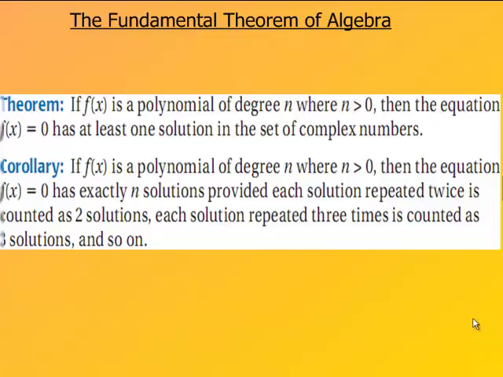There's a corollary to that, which simply states that if f of x is a polynomial of degree n, where n is greater than 0, then the equation f of x equals 0 has exactly n solutions, provided that each solution repeated twice is counted as two solutions, each solution repeated 3 times is counted as 3, and so on. So basically what the corollary is saying is whatever the degree of your polynomial is, that degree is going to be the same as the number of solutions you have. So if you have the 5th degree, you'll have 5 solutions. So let's look at an example.